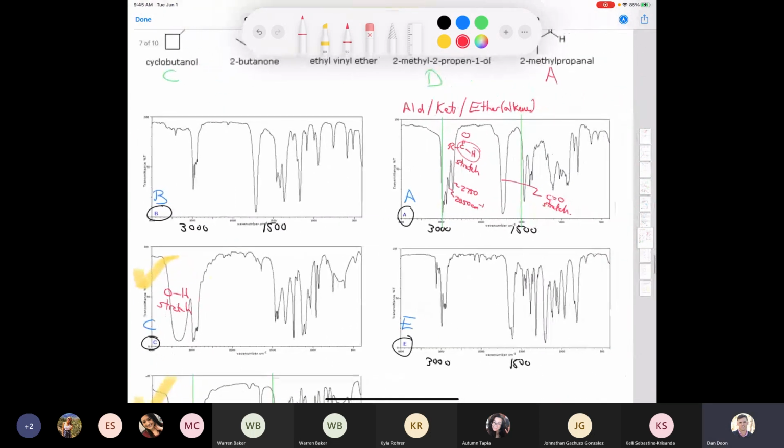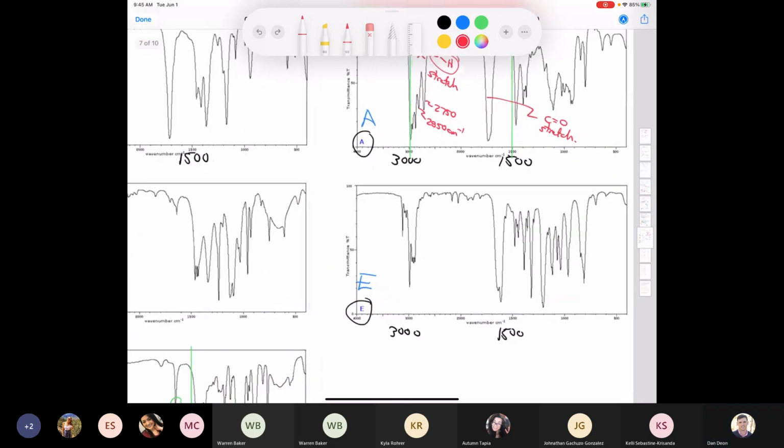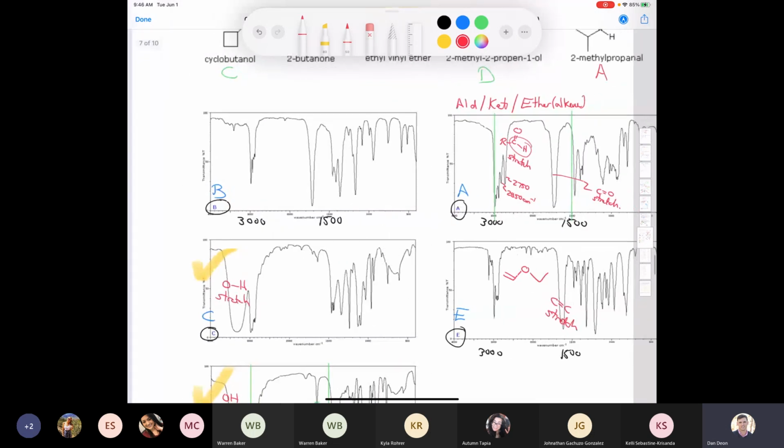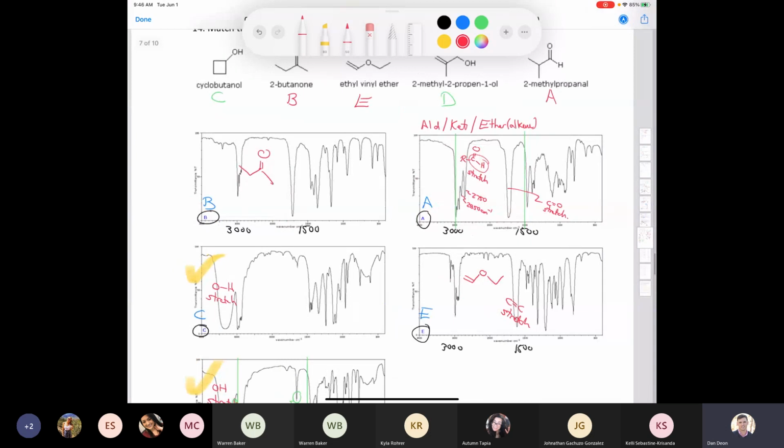If we compare B and E, B has a carbonyl in it, right? This one has a carbonyl, whereas E does not have a carbonyl in it, but it does have a carbon-carbon double bond stretch right above 1630. So this would end up being our ether, like this, and then this one would be our ketone. So this would be the butanone, like this. So this would be B, and then this one would be E. All right.